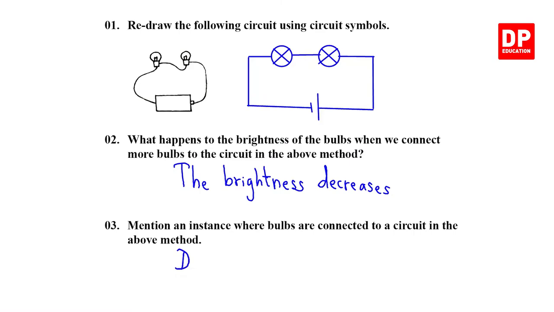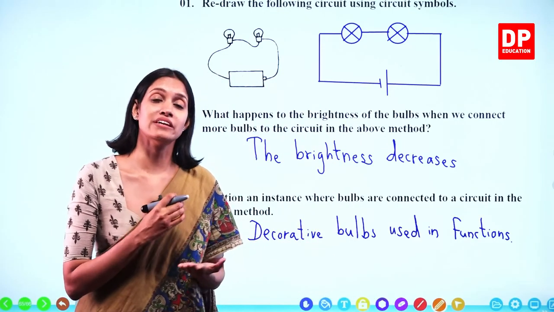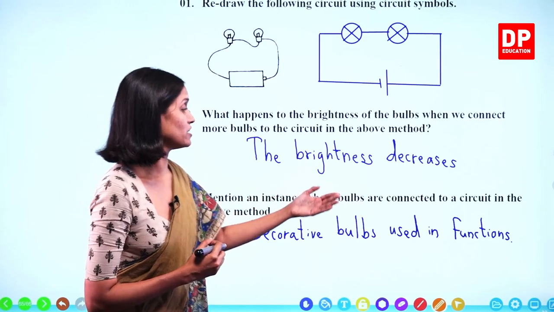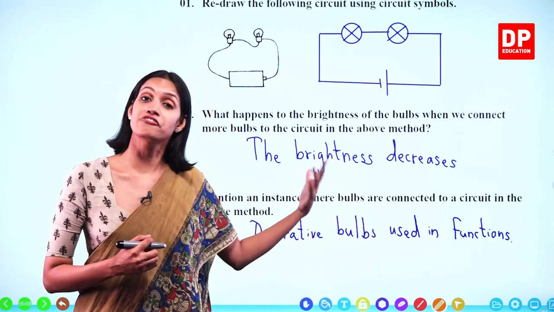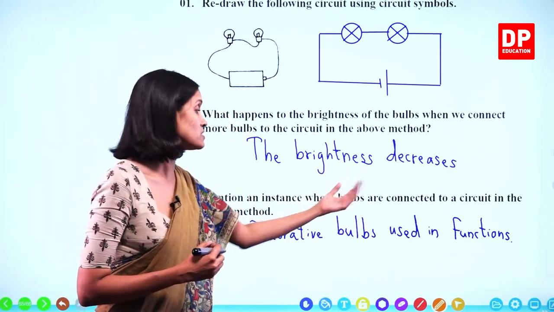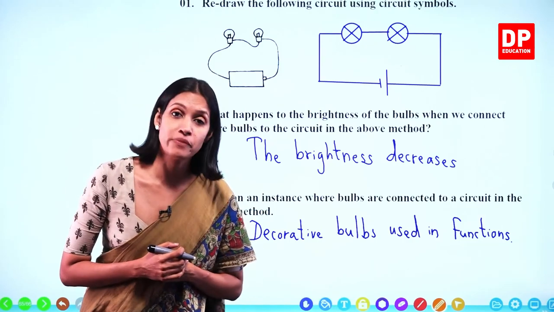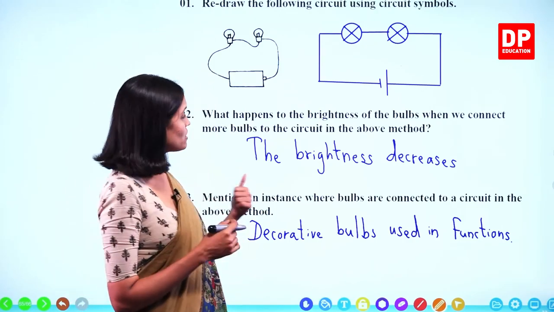The decorative bulb used in functions for decorations, right? To decorate Christmas trees, right? During Vesak season, during different functions, to illuminate, we use these type of decorative bulb lines. Okay, children? We'll move on to the next.